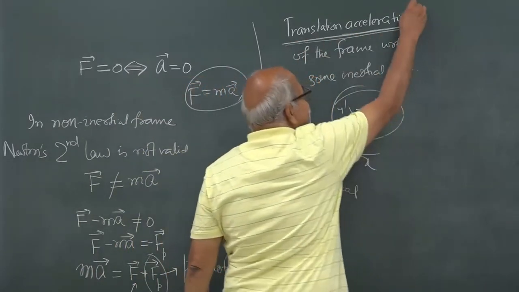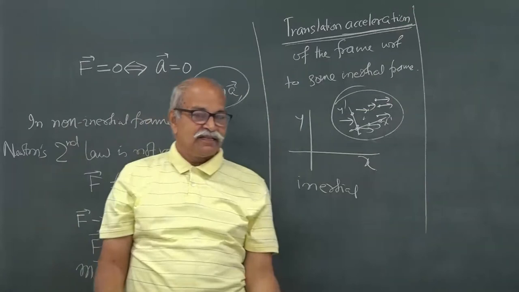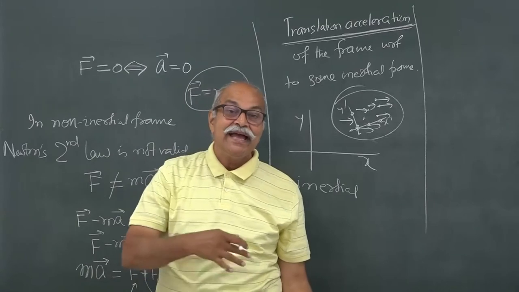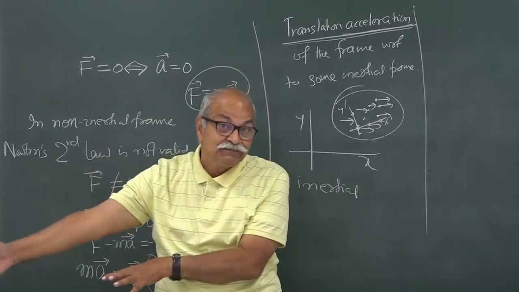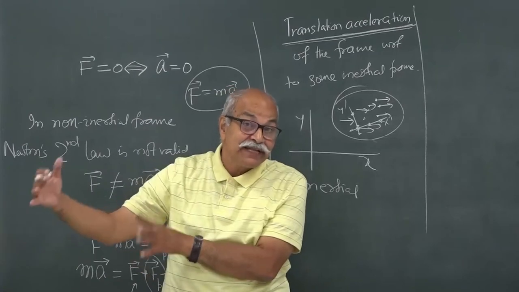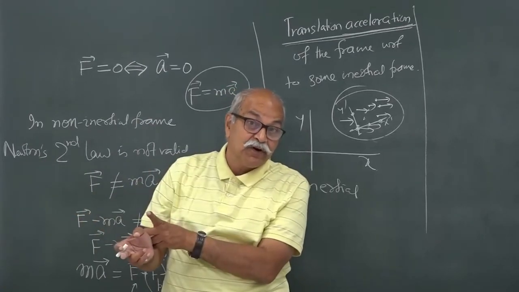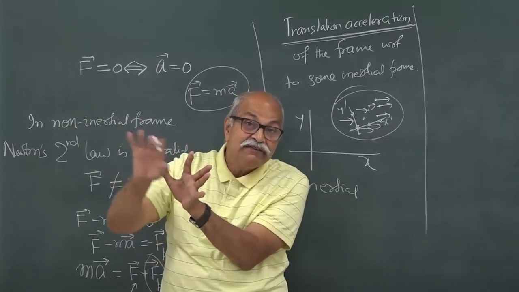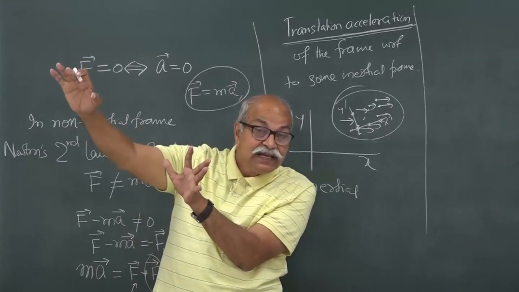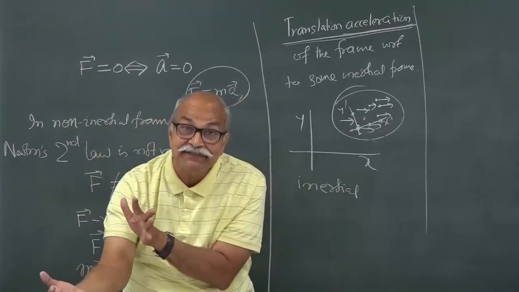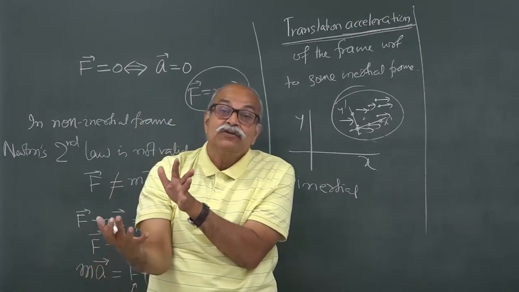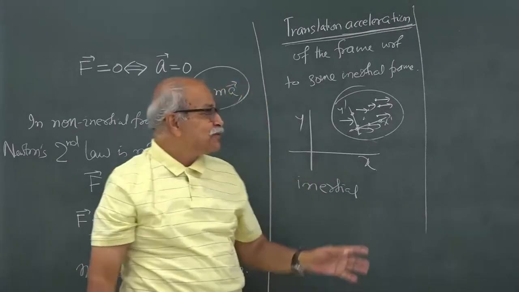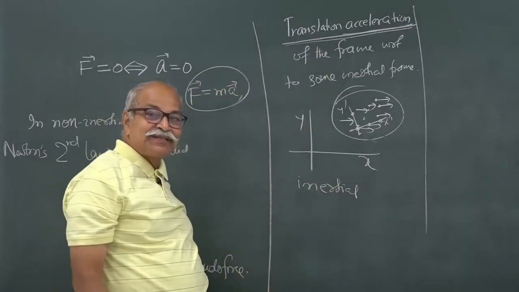translational acceleration. So first let us see, if my non-inertial frame is translating with respect to the inertial frame, then there is an acceleration, because now I can talk of acceleration of the frame. All the points of the frame which are fixed in that frame will have the same velocity at any given instant, and therefore the same acceleration, and therefore I can talk of acceleration of the frame as such. So in that case, what kind of pseudo forces do we need?